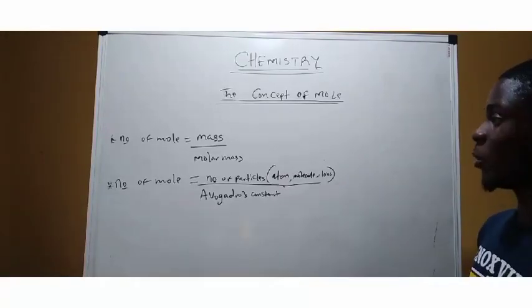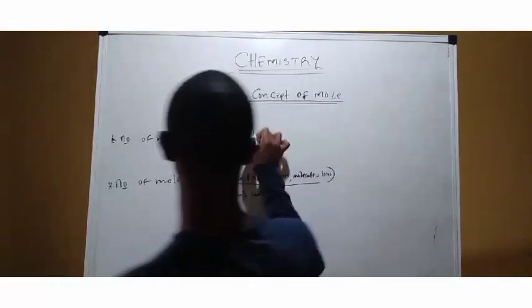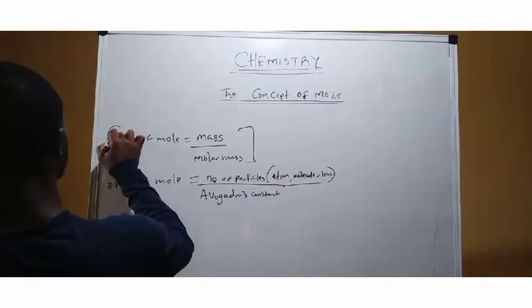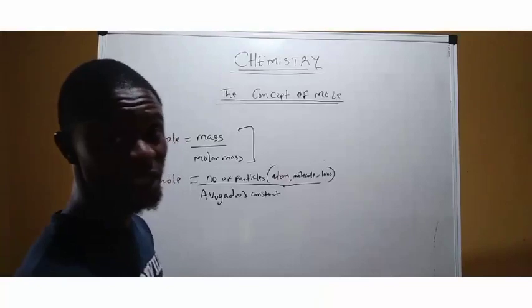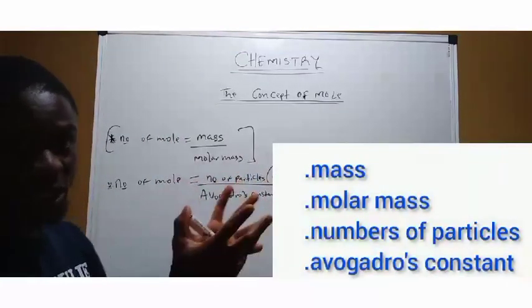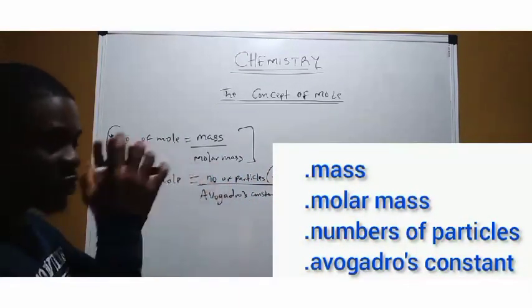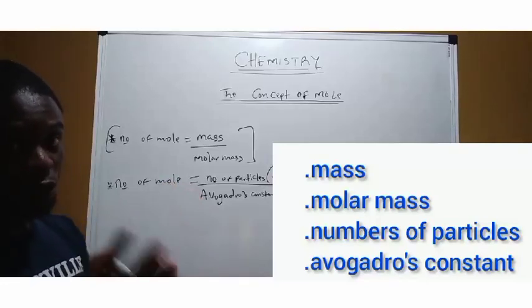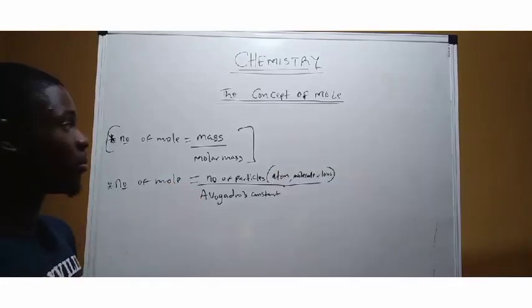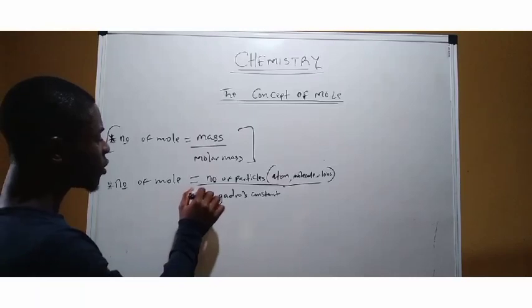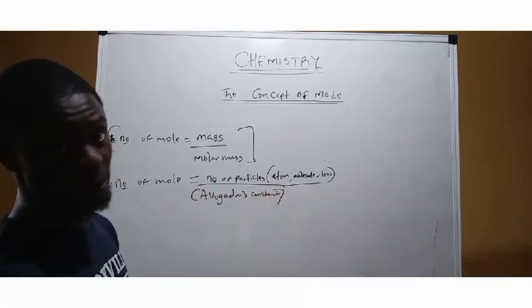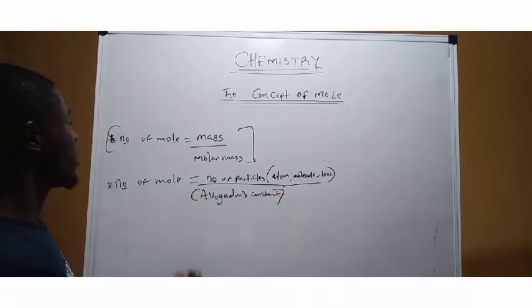But in this particular video, we're going to be talking about the various relationships that the number of moles of a given substance has with other parameters, such as mass, its molar mass, the number of particles of that substance, and Avogadro's constant. Don't forget we talked about that; you can look up the concept of Avogadro's number in a previous video. Now, with that being said, let's talk about the relationships.